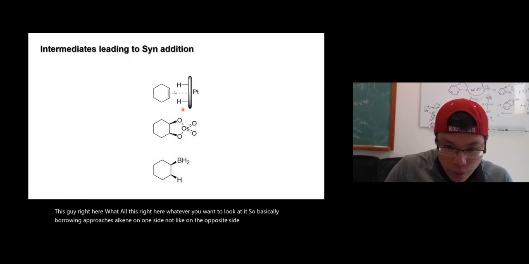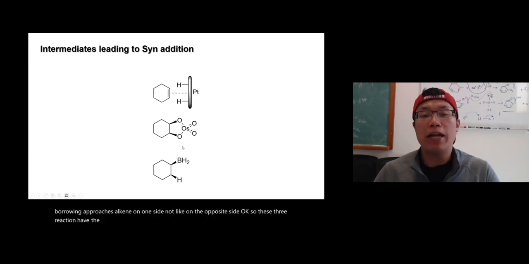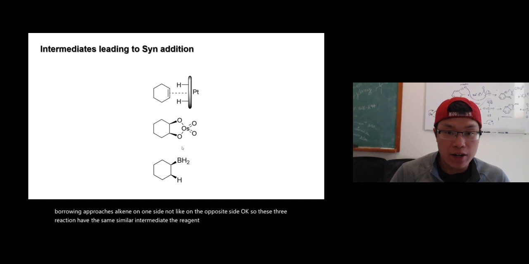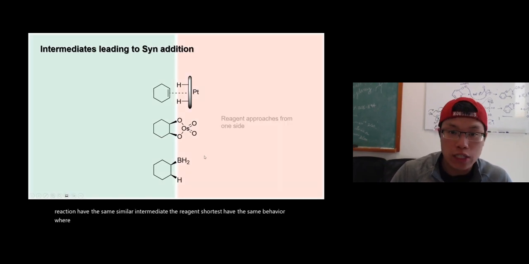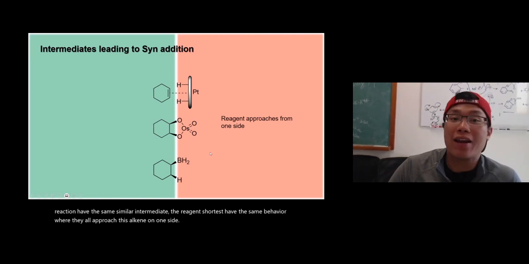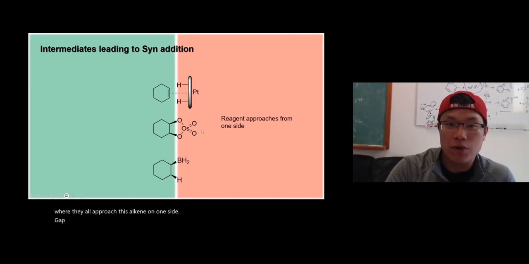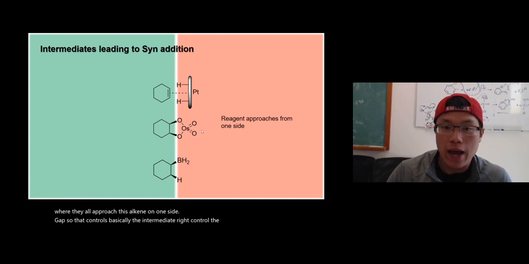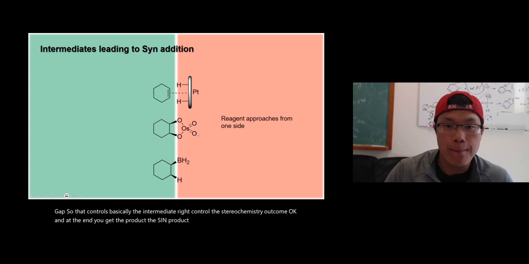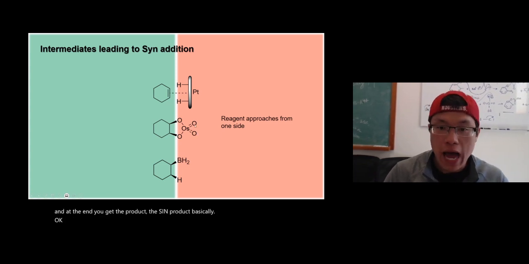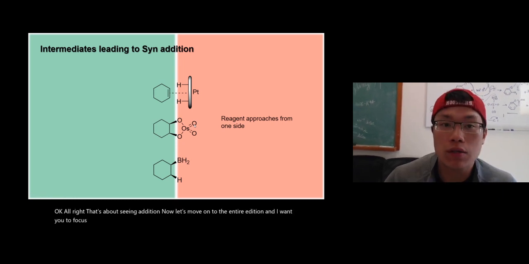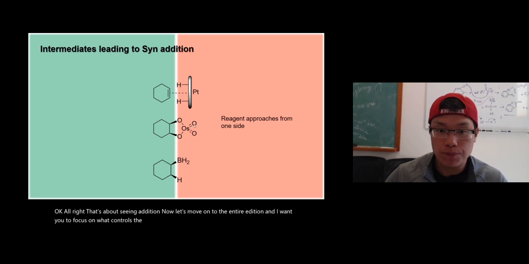So these three reactions have similar intermediates. The reagents have the same behavior where they all approach the alkene on one side. That controls the intermediate and controls the stereochemistry outcome, and at the end you get the syn product. That's about syn addition. Now let's move on to anti-addition, and I want you to focus on what controls the stereochemistry outcome of the product.